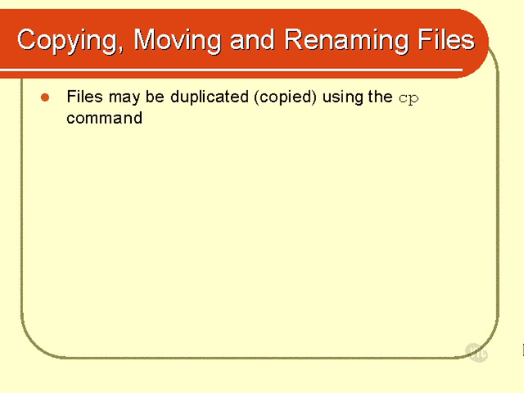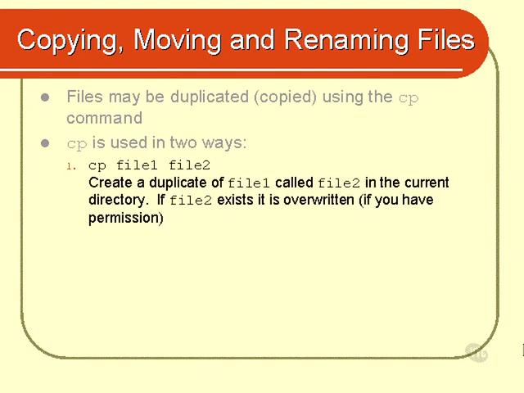Firstly, copying. Copying is done using the cp command. Cp is obviously short for copy. We are duplicating files with this command. There are two ways that you can use copy on the command line. They are as follows. One is to simply copy a file named file1 to a file file2.